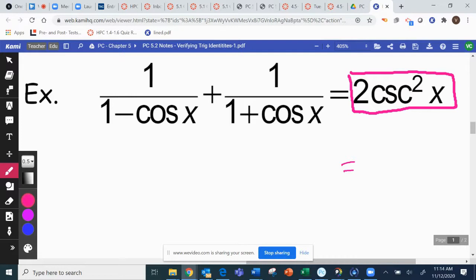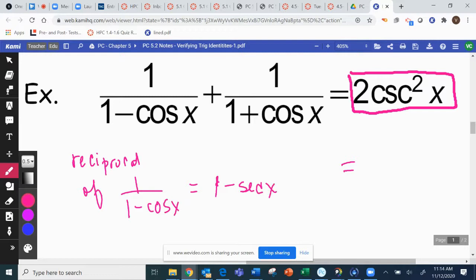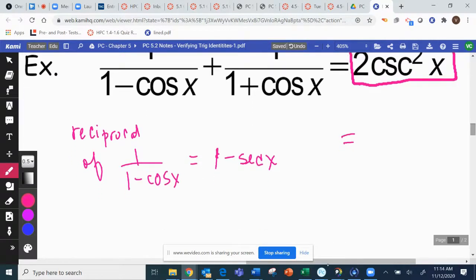Very good question. Is the reciprocal of 1 over 1 minus cosine x, is the reciprocal of that 1 minus secant x? So let me make up an actual number and see if it works. Is the reciprocal of 1 over 1 minus 3 the same thing as 1 minus 1/3? So I made the reciprocal, because these are reciprocals here. So would those be the same answer?